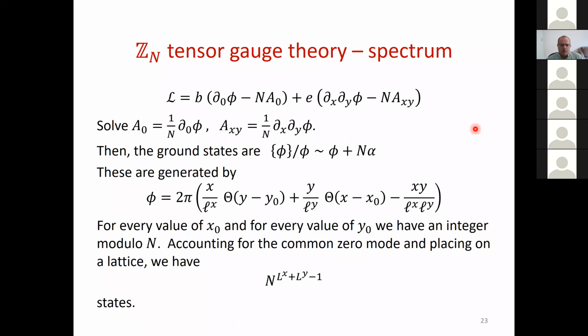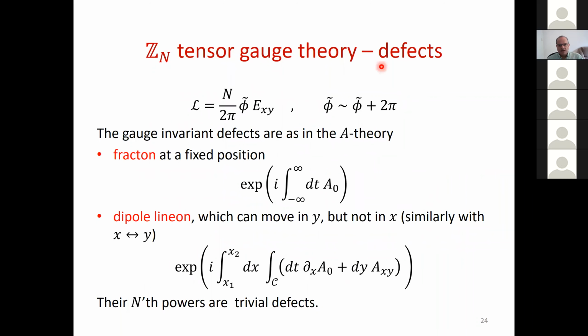And so, in fact, one way to get that degeneracy is to just write the spectrum of operators of the theory and ask, how can we realize these operators in the Hilbert space? And this is the lowest dimensional representation. So let's discuss the defects a little bit.